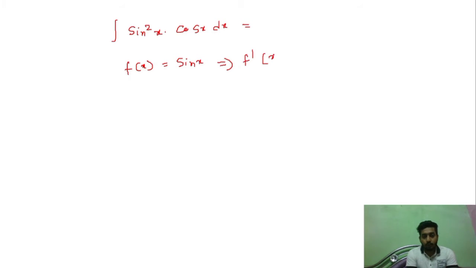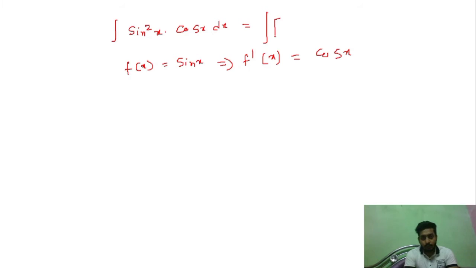Let us take an example. For example, again, what will be the integration of sin²x cos x dx? Now we can see here the function is sin x, and the derivative of that function will be cos x. So the function and its derivative lie in the same line.